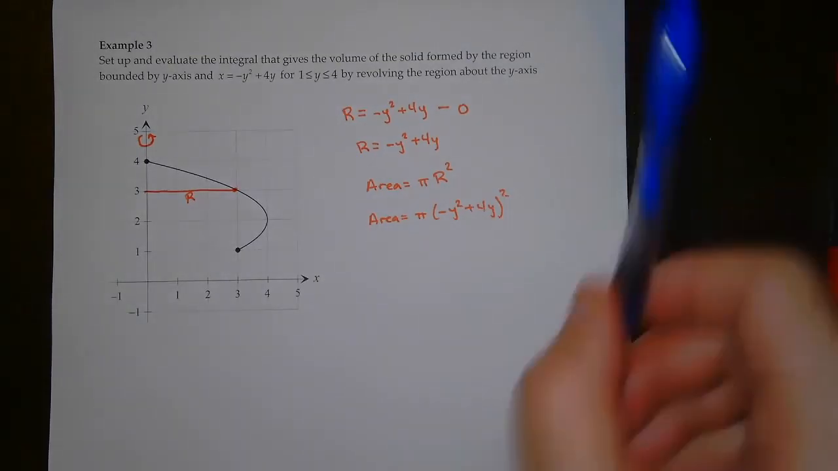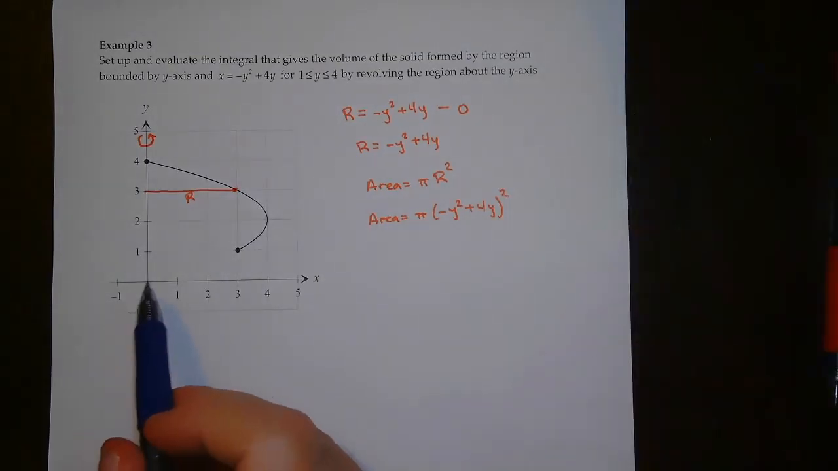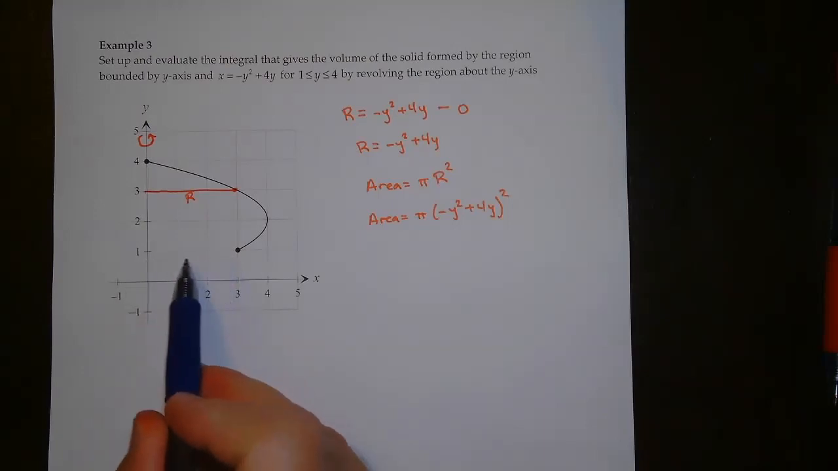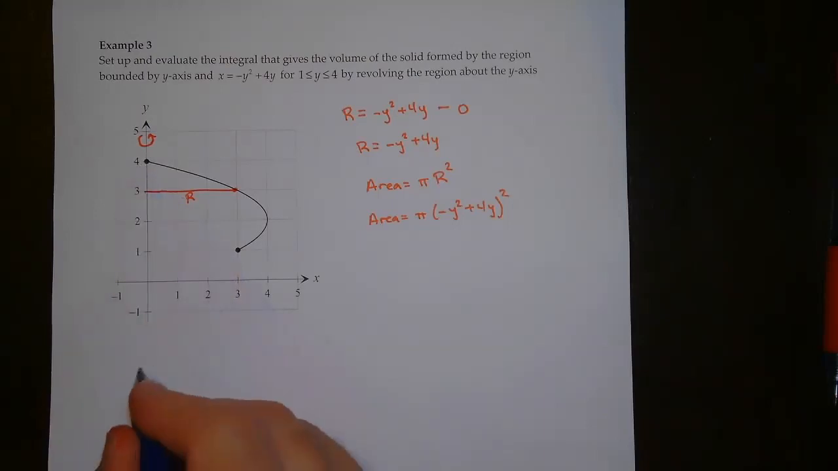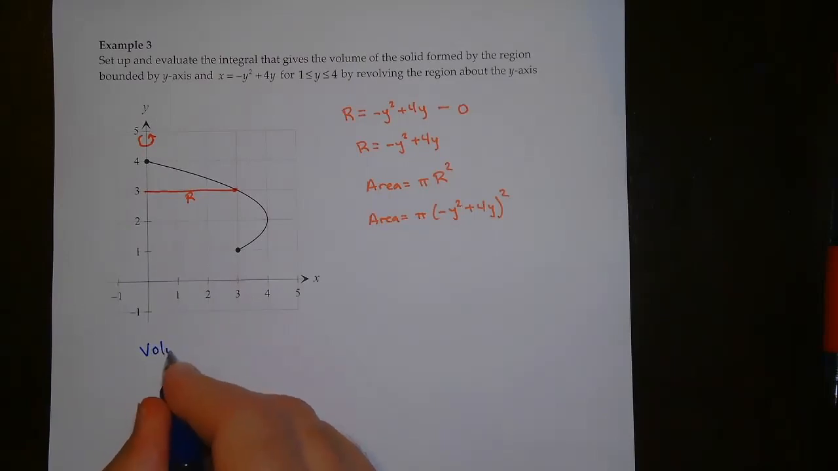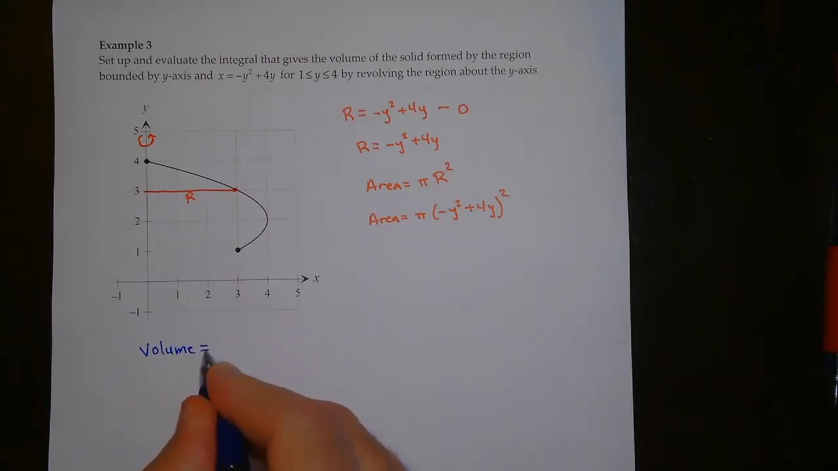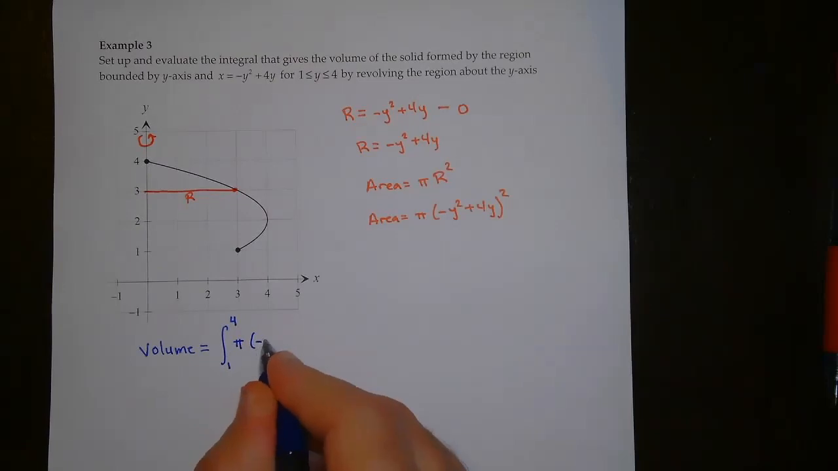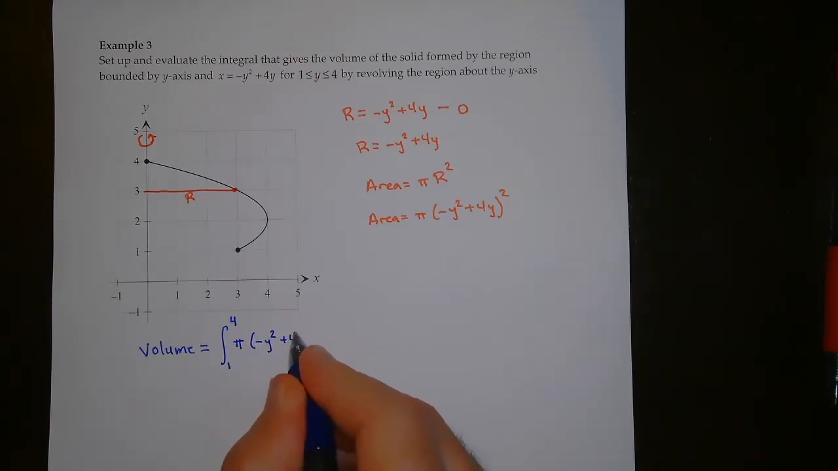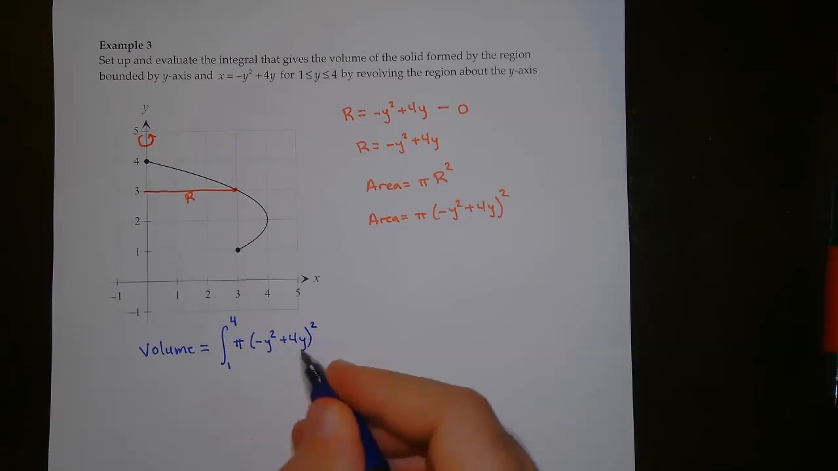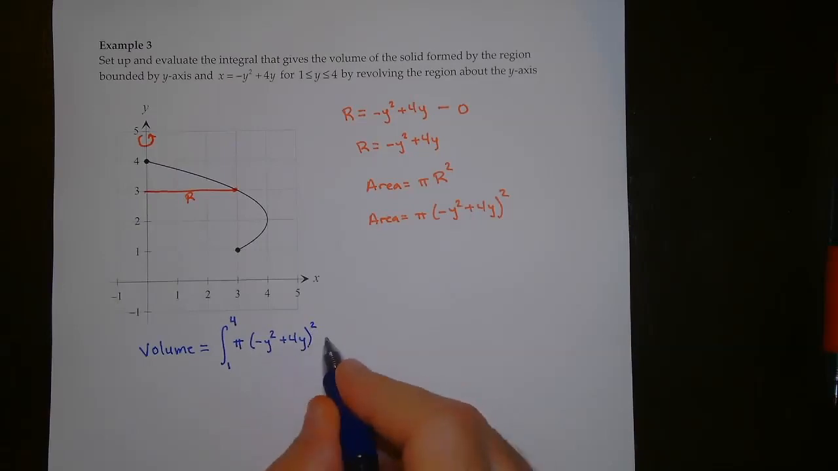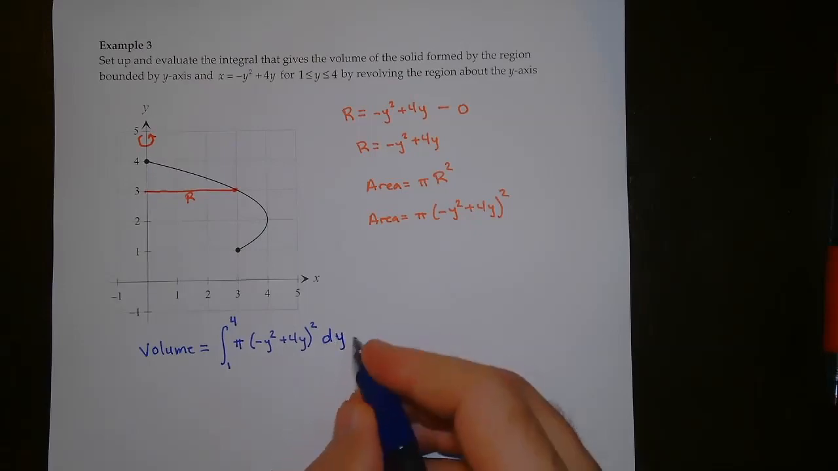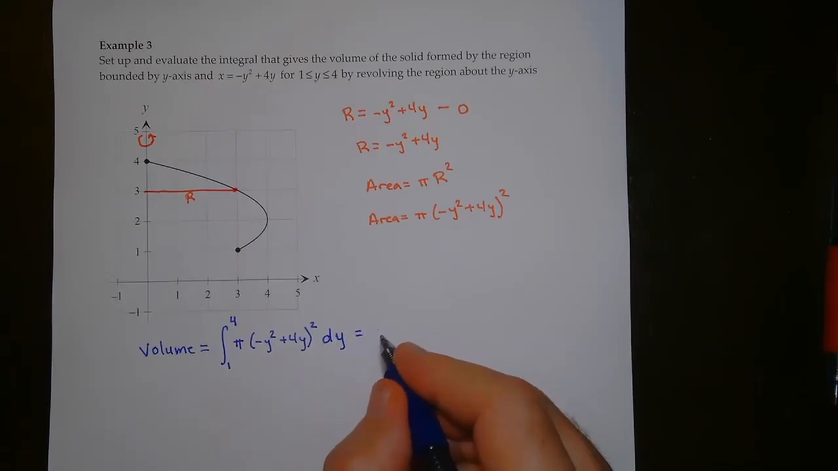Now we want to integrate this, right? We want to create these starting right here at 1, and we're going to stop making them at 4. So the volume is going to equal an integral from 1 to 4 of pi times negative y squared plus 4y squared, that quantity squared, because that's your radius. And then it's going to be not dx, but dy, okay? And then this would be equal to, we're going to do this one by hand again.